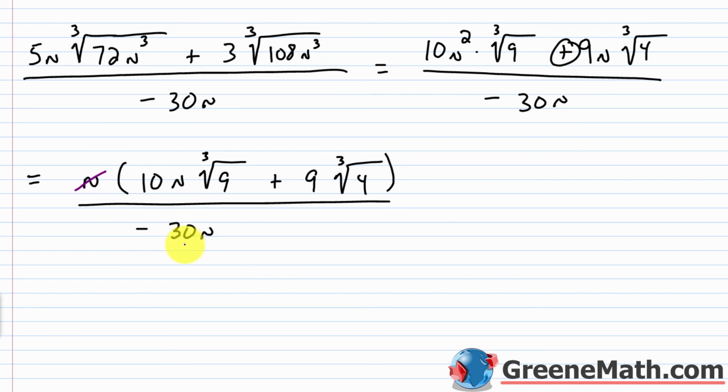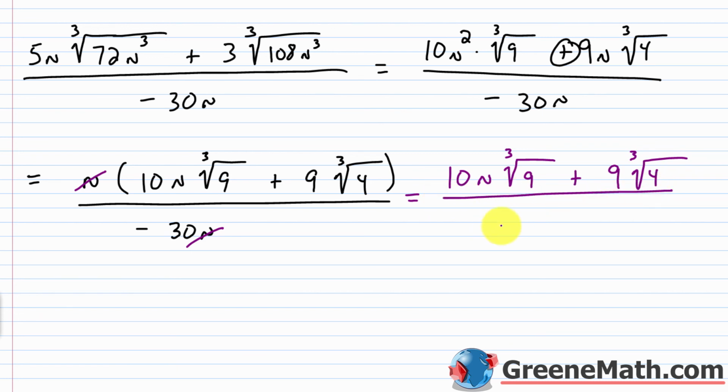Then this would cancel with this, and what I'm left with, we'd have 10n times the cube root of 9 plus 9 times the cube root of 4, and then this is over, we'd have negative 30. Right? So this would be our answer.